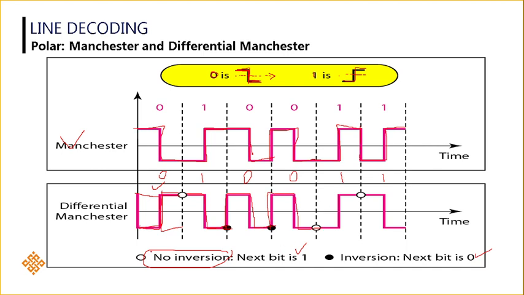Next bit is 1, so no inversion. So continue with the same cycle, 50% negative and 50% positive. And next bit is 1, again no inversion, continue with the same cycle, 50% positive and 50% negative. So whenever the next bit is 1, don't do any inversion, continue with the same cycle. Whenever there is a 0, then you change the position and then continue. So this is what we call differential Manchester. Hope you understood.